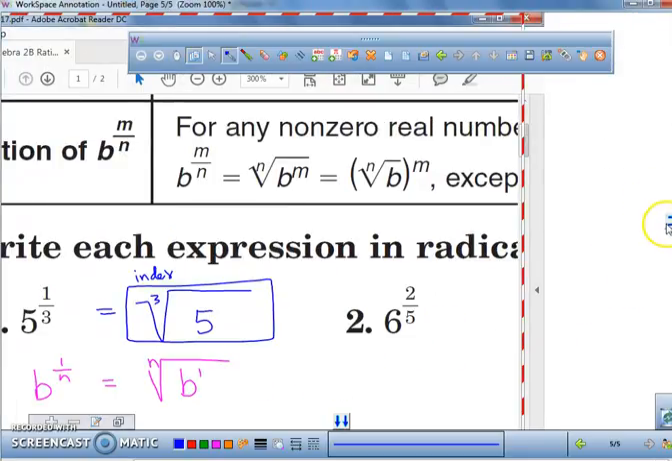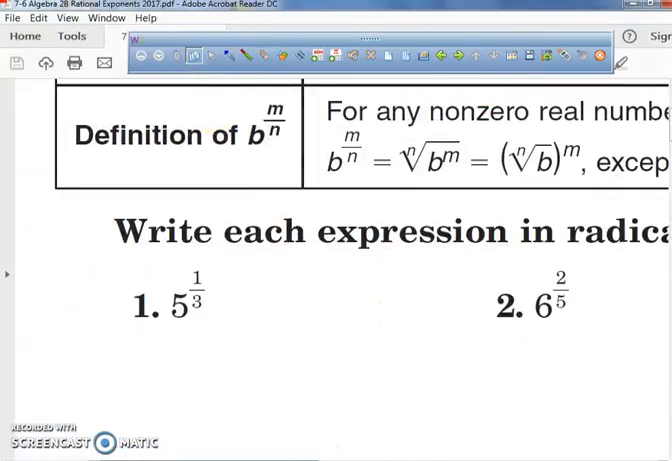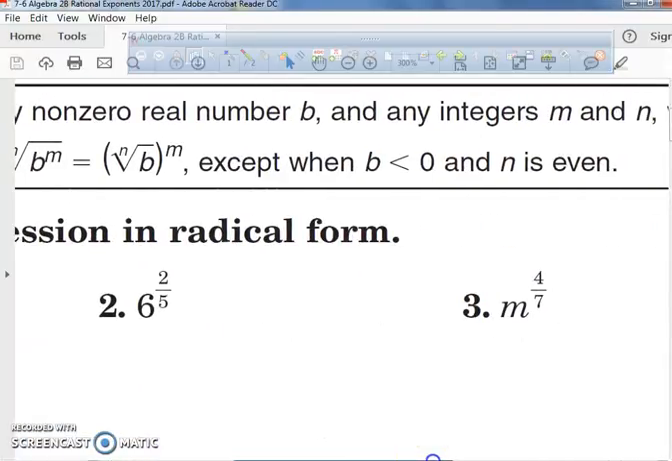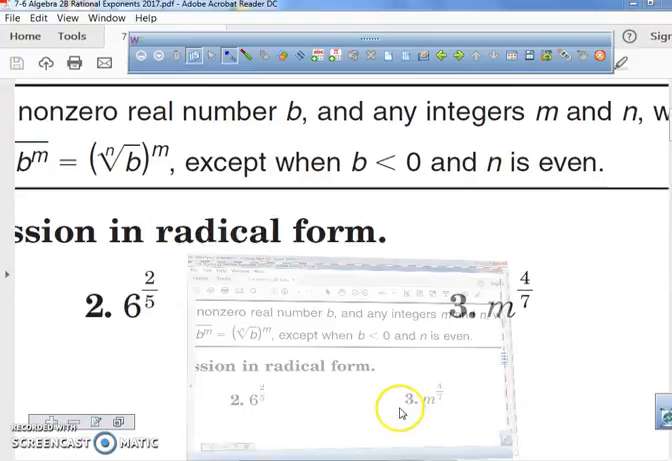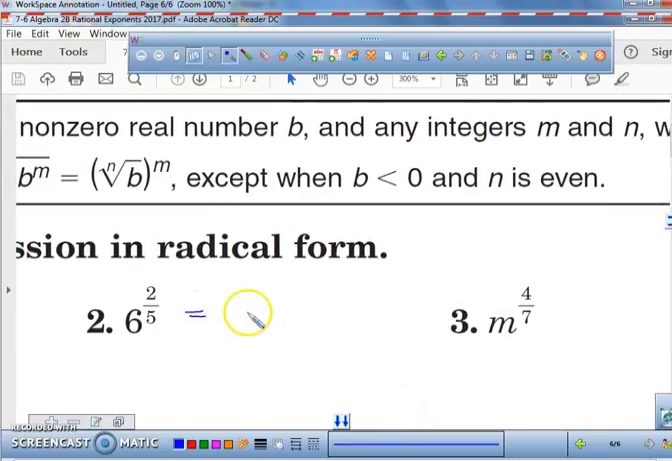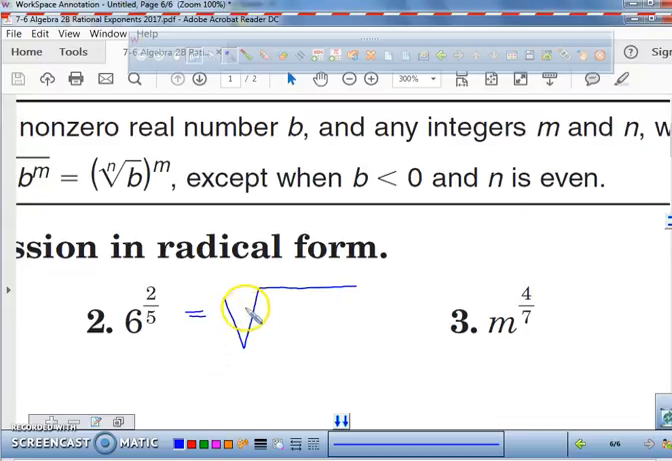Look at number 2. What number is going to go right here in this rational exponent? What number is going to go inside of the radical? 6. 5. I'm sorry, as an index. Yes, inside the radical. I apologize. I was thinking of the index. I misstated that. You're right, Luke.